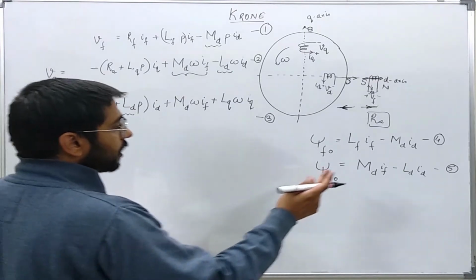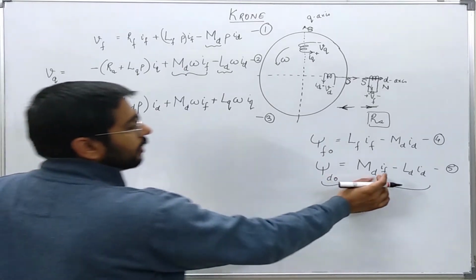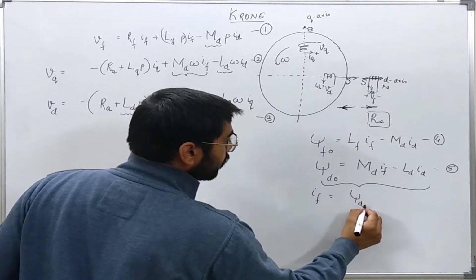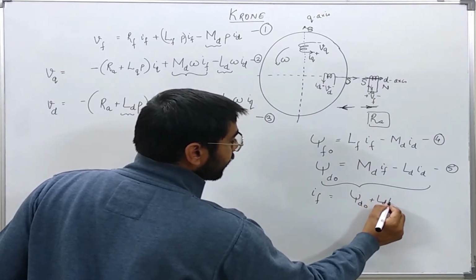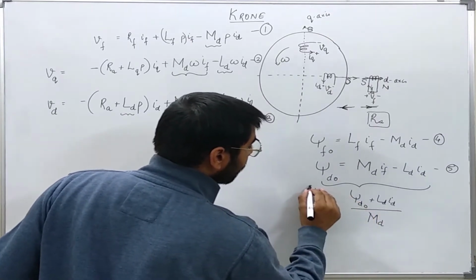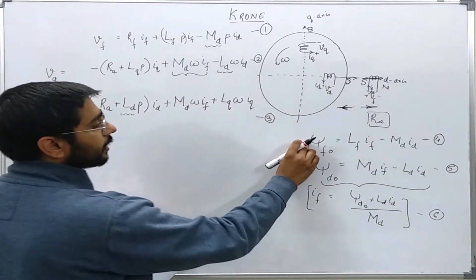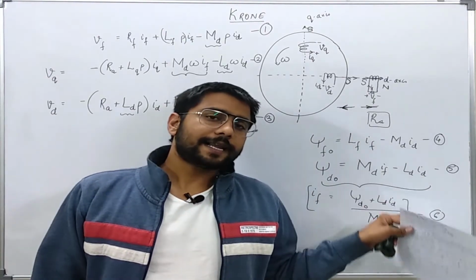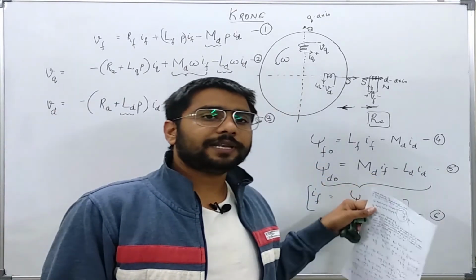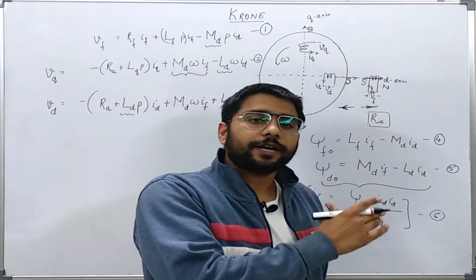Okay, now from this equation I will write the value of IF. IF is equal to psi D naught plus LDID over MD. Let us say this is equation number 6. Now I will put this value here. Although this lecture is very mathematical in nature, in the final ending of the lecture you will see that we will have the equivalent model for the synchronous generator during a fault.